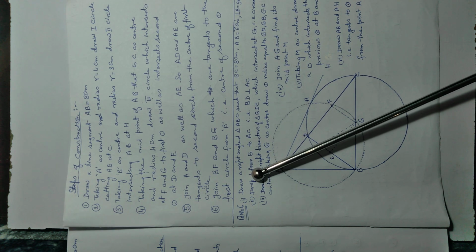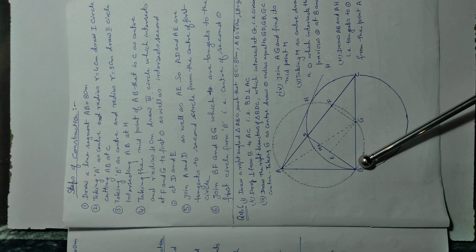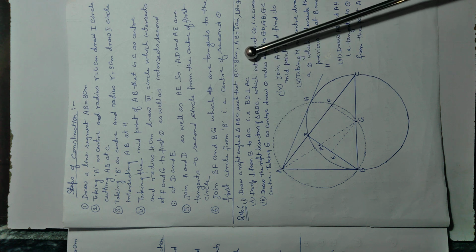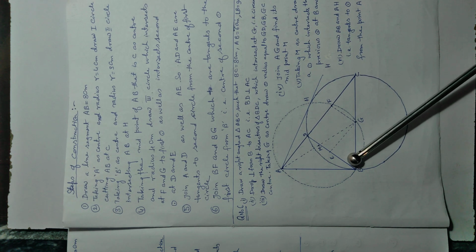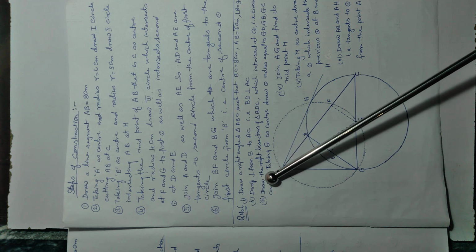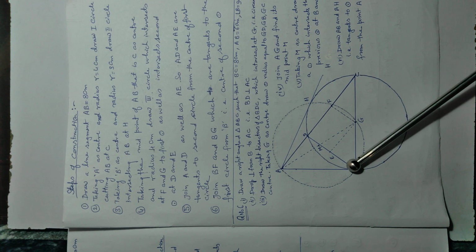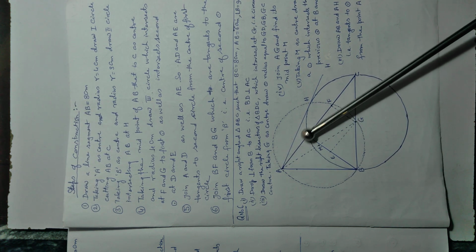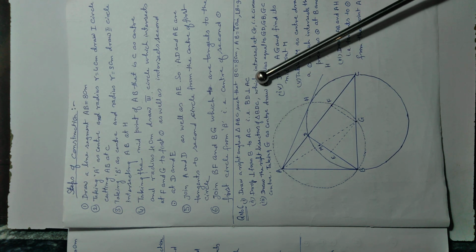देखिए क्वेश्चन नंबर 6. Draw a right angle triangle ABC, where BC is 8 cm, AB is equal to 6 cm, and angle B is equal to 90 degrees. Draw perpendicular from B to AC. B to AC एक perpendicular draw किया, that is BD. BD is the perpendicular to AC.